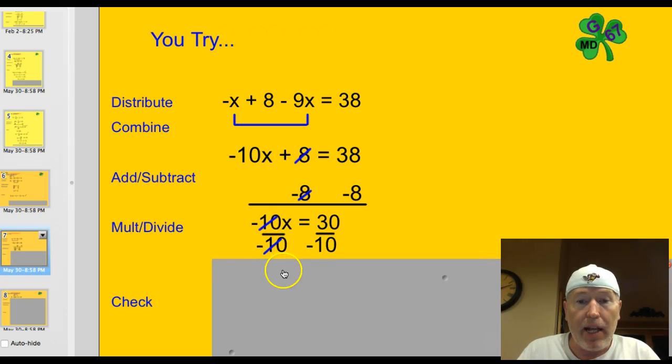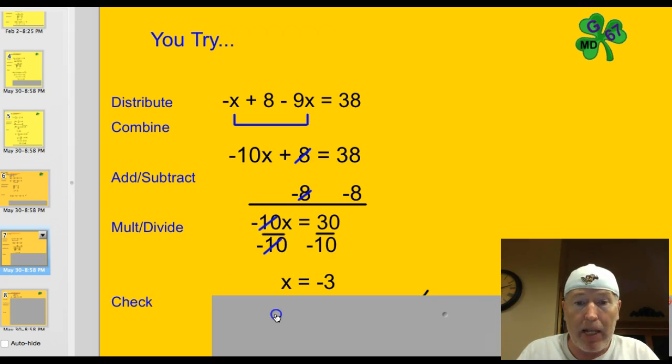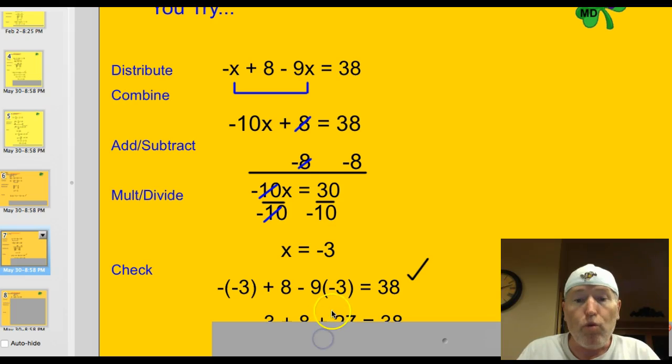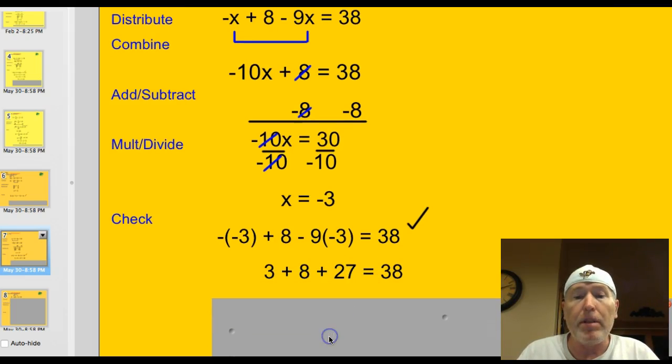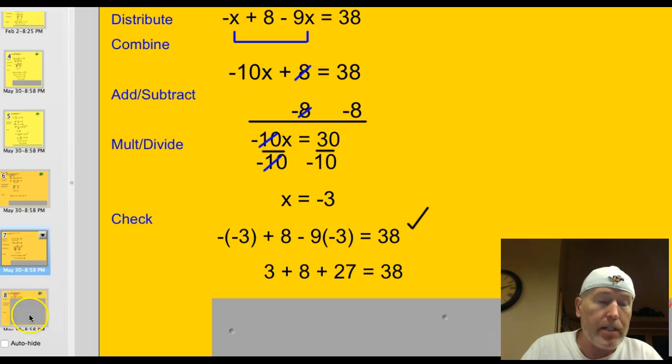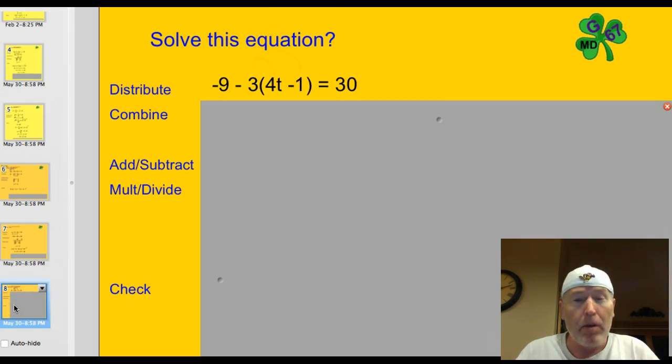That'll isolate that x. Now, a negative divided by a negative is going to leave me with a positive x. 30 divided by a -10 is a -3. Super. Pop it in. You can see that your answer checks out. All right, let's have you try one more here. Go ahead.